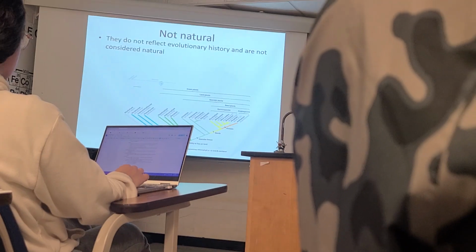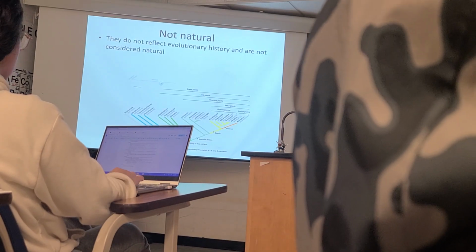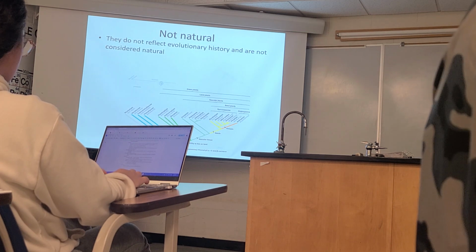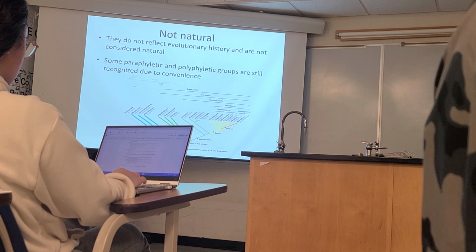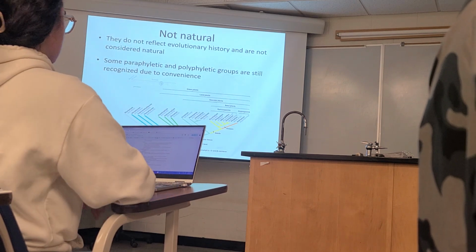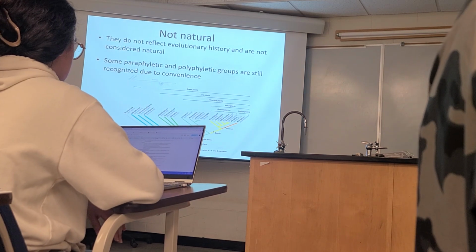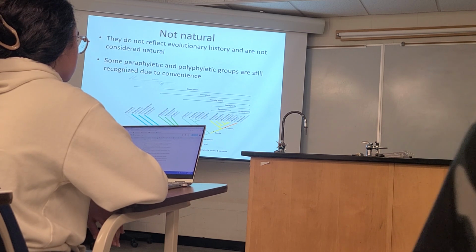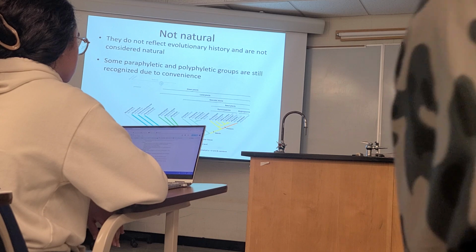Now, none of these that we're using, other than the monophyletic group, are going to reflect evolutionary history, not natural. So paraphyletic, polyphyletic, usually not very useful in classifying organisms because it doesn't tell us anything about their relatedness. So why use them? In most cases, we're using them still just out of convenience. We're not usually naming new ones, we're keeping old ones that already exist because changing it at this point would cause a lot of confusion.